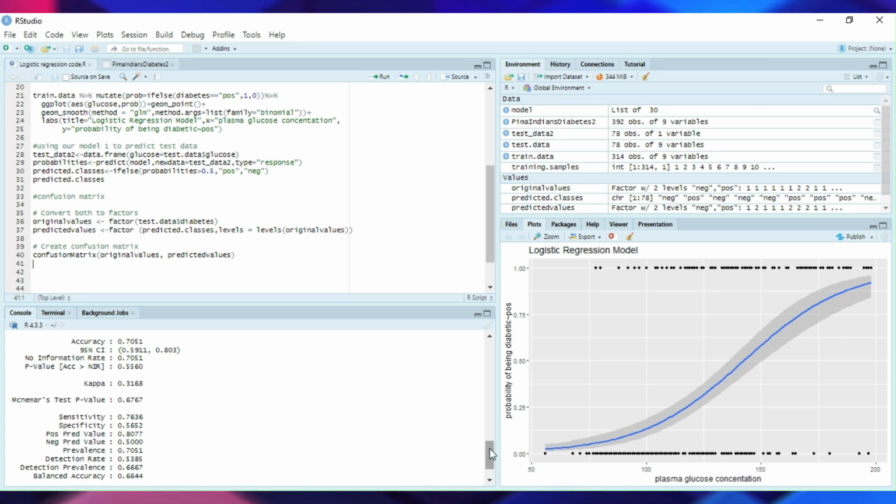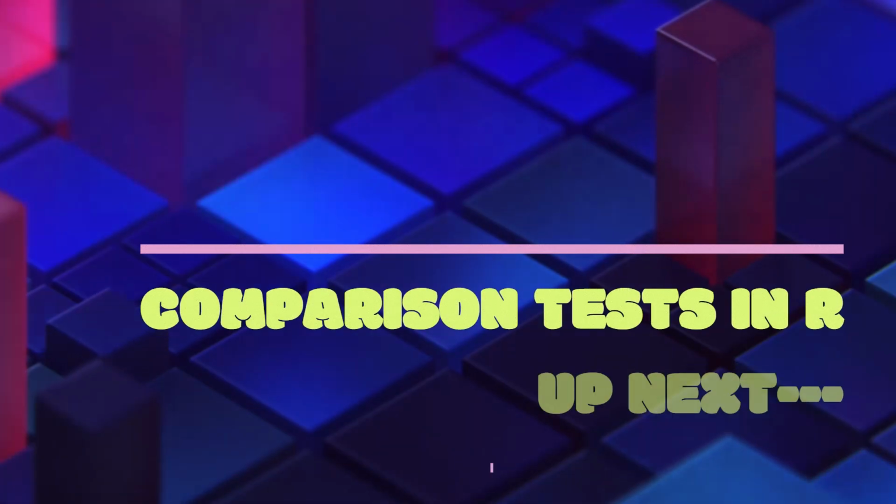So you can consider including some more variables, using pregnant, blood sugar, blood pressure, and other things to build the model.